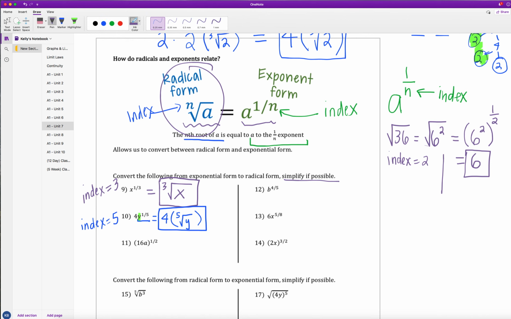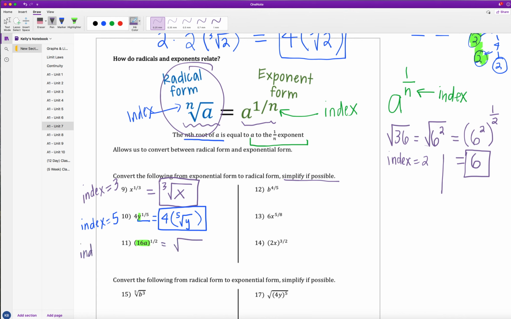Let's look at example 11. So example 11 says 16 times a, all to the 1/2 power. So we can see here that this is different because the 16 times a is inside parentheses, which means everything is going to end up inside of whatever radical we have.